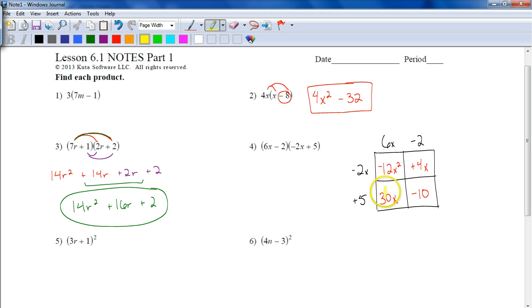Now, the next step is to combine like terms. If you notice, these two like terms are diagonally across from each other, so I'm going to add those together. Now the negative 12x squared does not have any like terms. My answer is going to be negative 12x squared. The 30 and the 4 we would add together to get 34x. And then I'm left with the minus 10.